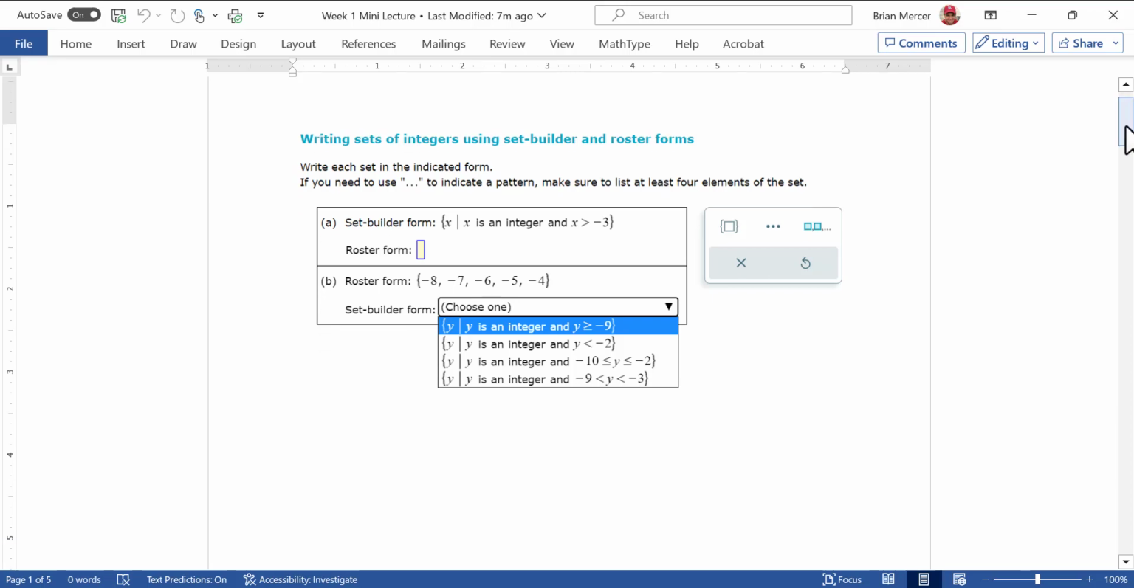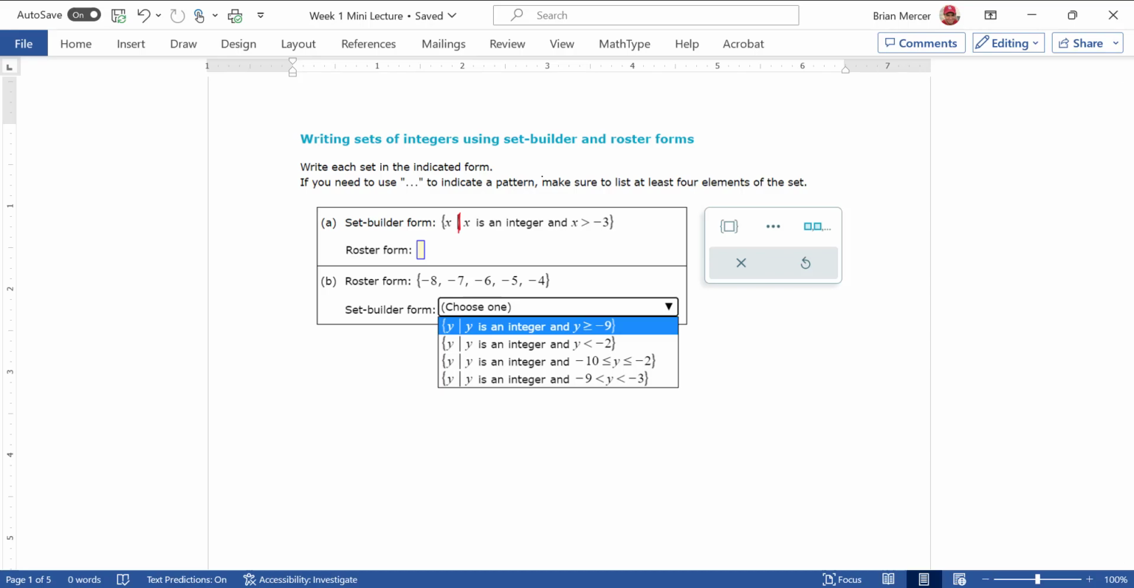Let's try that again. So this first one says writing sets of integers using set builder notation and roster forms. Think of it this way: you have a set and you have a couple different ways to represent that set. One of them is set builder form, where this first one, by example, you read it "x such that." The curly brace says you're talking about all the values x, then this little vertical line means such that x meets this given condition. So in this case, x is an integer and x is greater than -3.